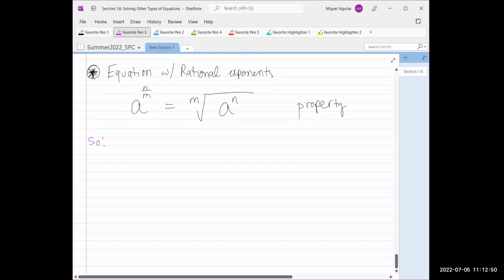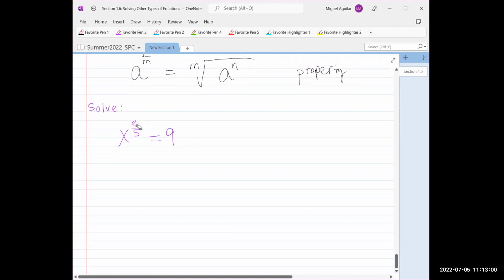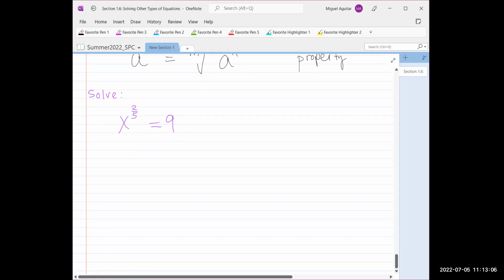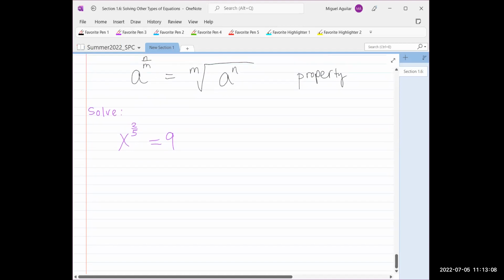So we're going to jump in and solve an equation: x to the 2/5 is equal to 9. Okay. Let me go ahead and make the exponent a little bit nicer, 2/5. Okay, tell me when you guys have written that down and we'll jump in and start solving.